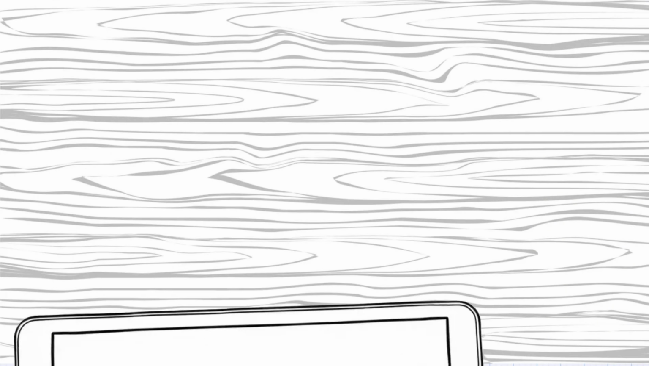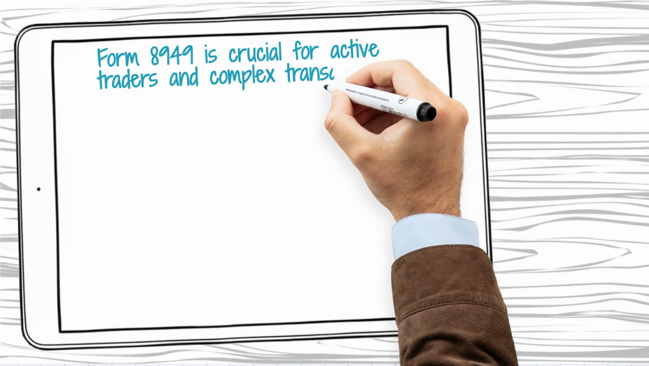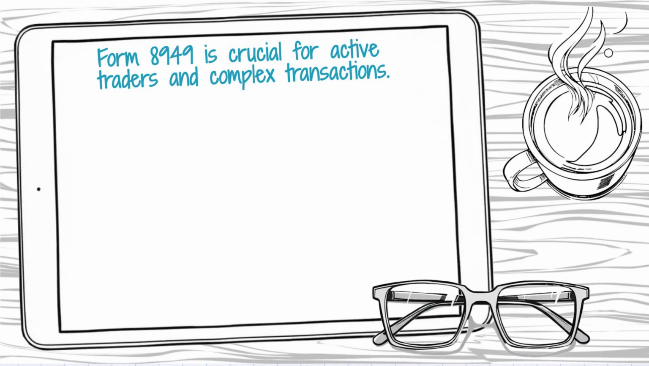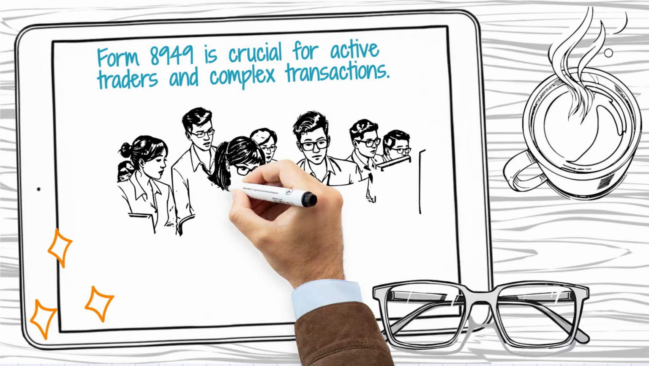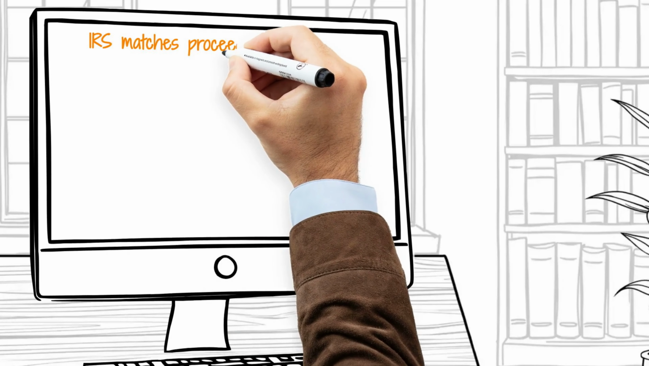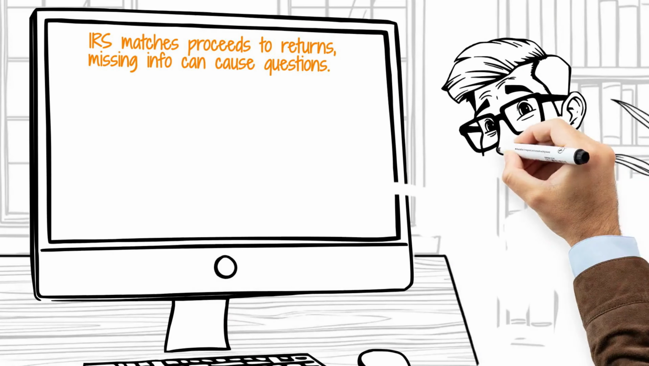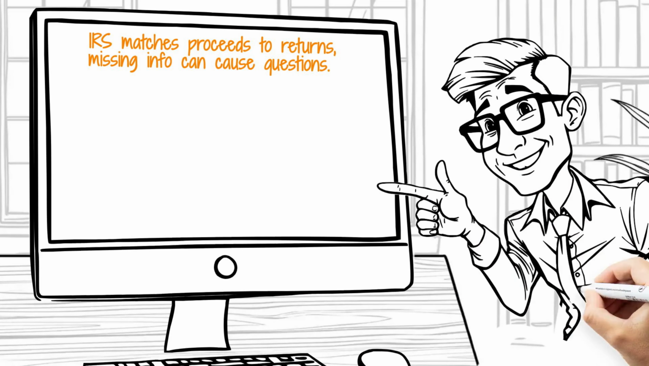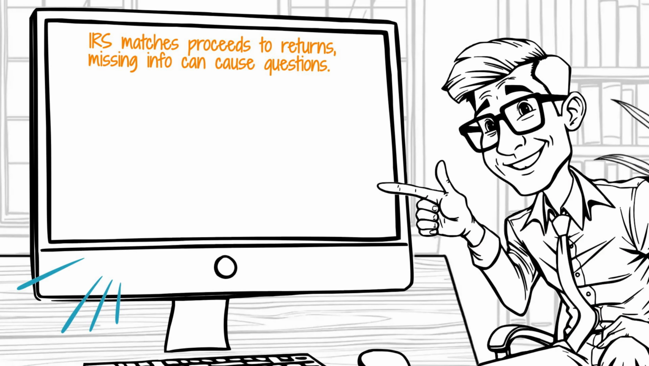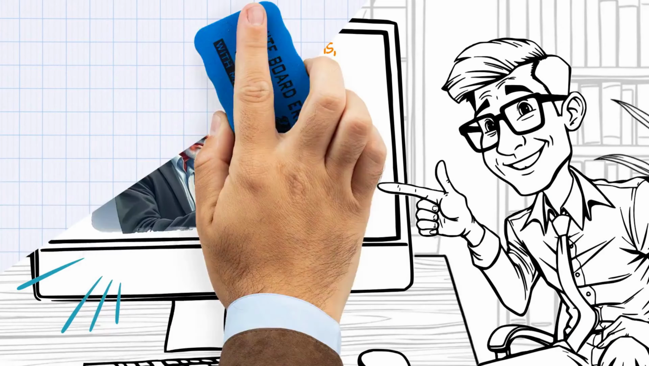Form 8949 becomes especially important if you traded frequently, used multiple brokers, dealt with inherited or gifted assets, or worked with cryptocurrency. These situations almost always require more explanation than a simple summary can provide. The IRS often matches reported proceeds against tax returns. If proceeds appear without corresponding gains or losses, it can trigger questions or notices. Form 8949 helps prevent that by clearly showing how each number was calculated.